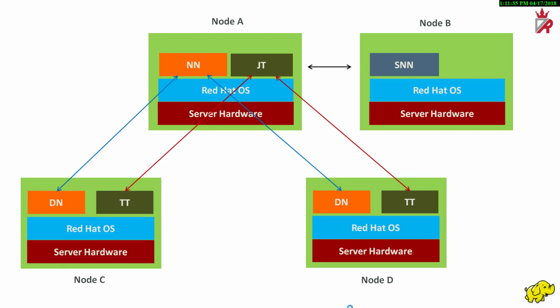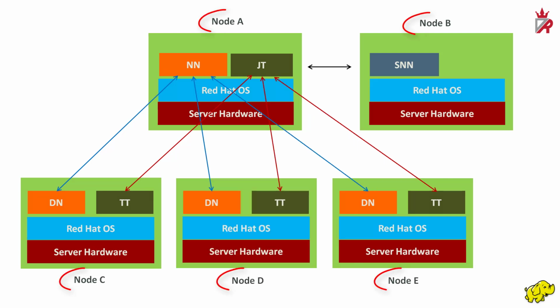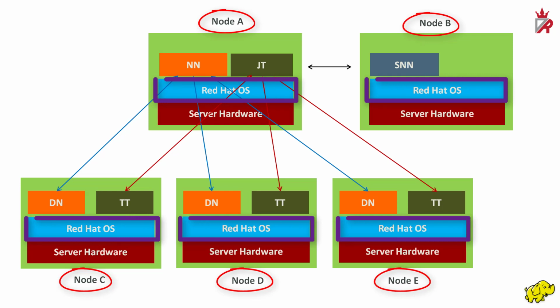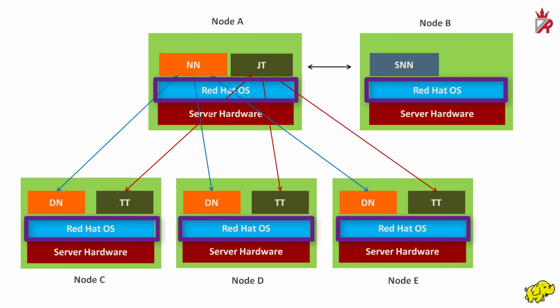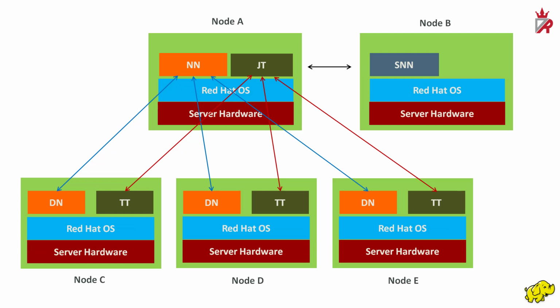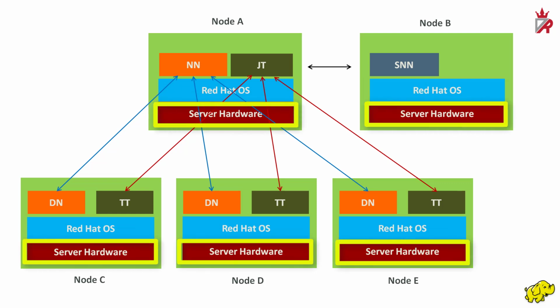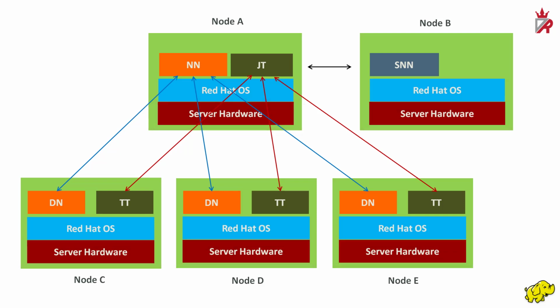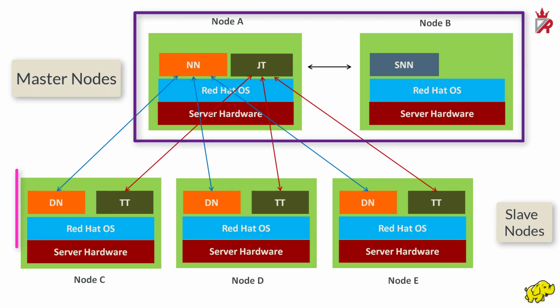Let us take an oversimplified example to give this understanding a proper shape. We will take a cluster with just a handful of nodes, say 5 nodes. Each node has its own operating system, and let us assume it is Red Hat in our case. These operating systems cater to the needs of their respective systems on which they are installed. Each node has its own memory and hard disk. We have also identified two types of nodes in the cluster: master nodes and slave nodes.